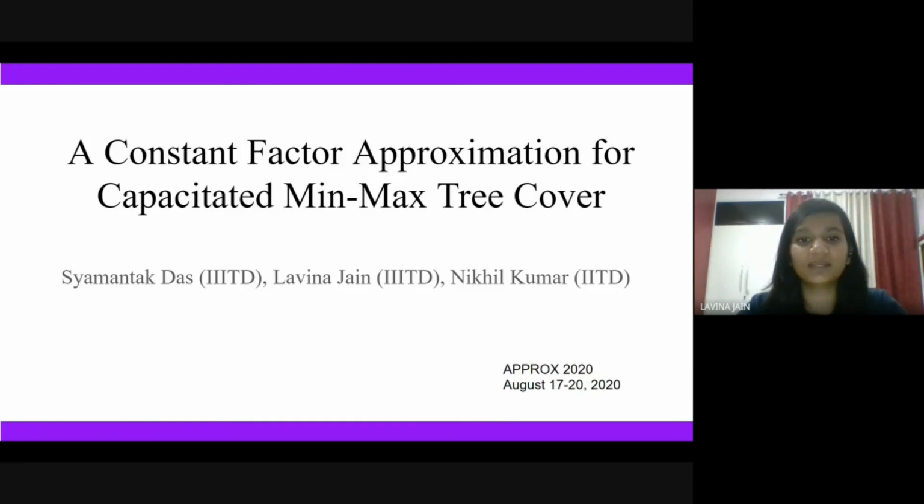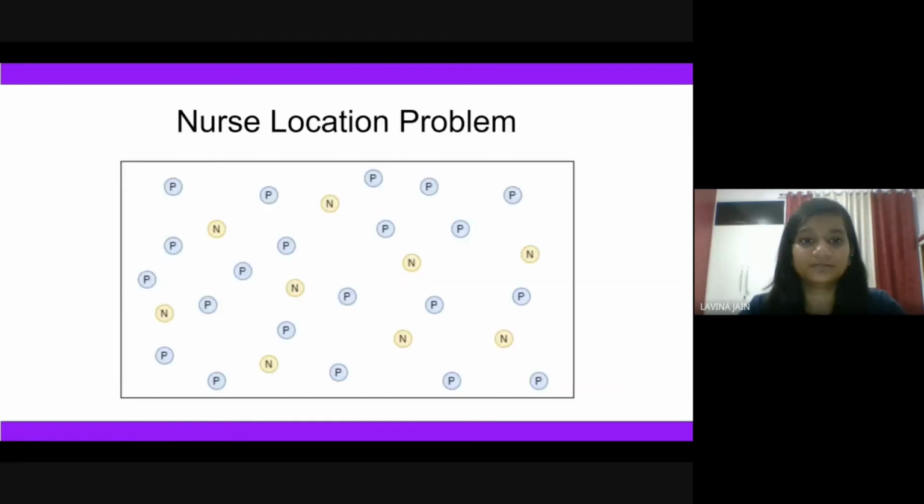Let me start by giving a background of the problem. Covering vertices of a given graph using simpler structures like paths and trees have long attracted the attention of computer science and operations research communities. One classic example is the nurse location problem. The goal is to place a group of nurses at different locations and finding a tour for each one of them so that every patient is visited by a nurse.